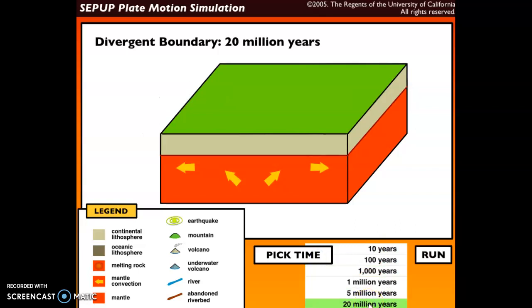So let's check out 20 million years. I'm going to pause for 10 seconds to give you some time to make a prediction of what's going to happen to the land in 20 million years. Make a prediction. All right, let's see if you're right.